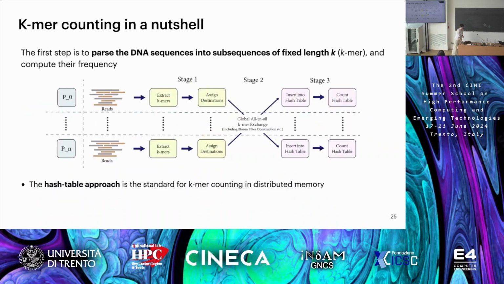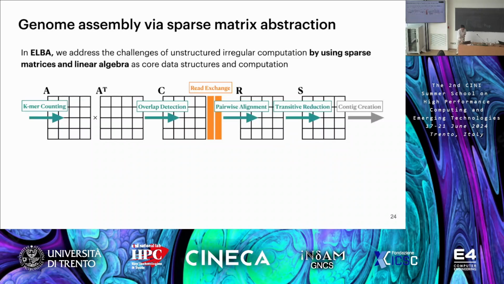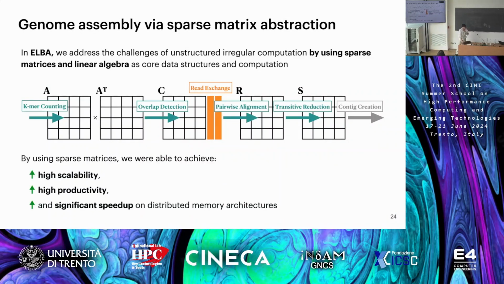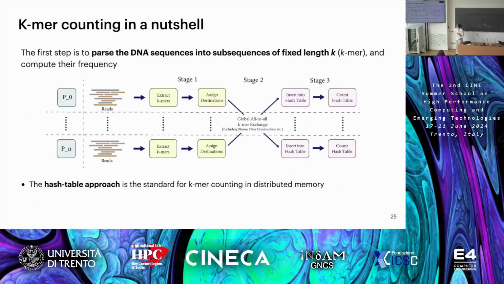Very good questions. Okay. In this first slide, you saw the k-mer counting. I'm just going to briefly say what it is so that you can understand how we got into the sparse matrices, but that's not the main topic here. The first step is to parse the DNA sequences into short substrings of fixed length K that we call k-mers. And k-mers are what we use as seeds to find pairwise matches between the sequences.